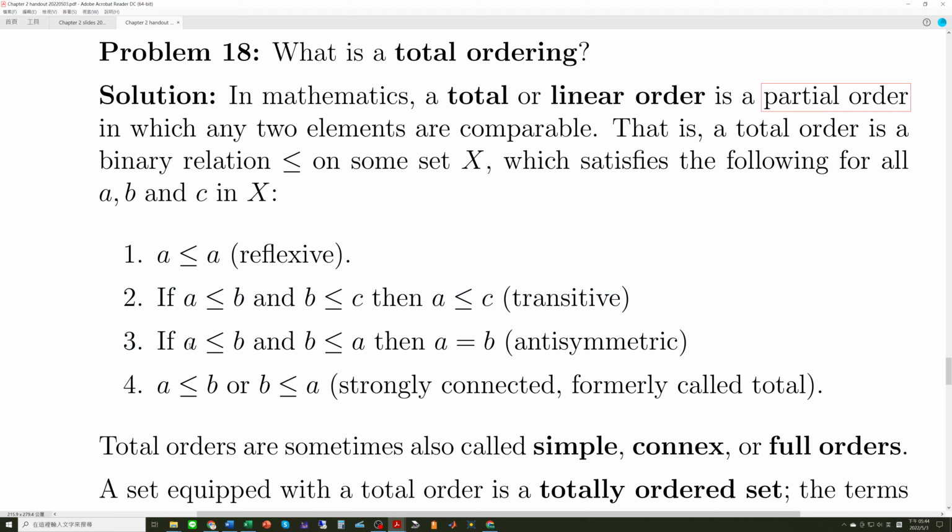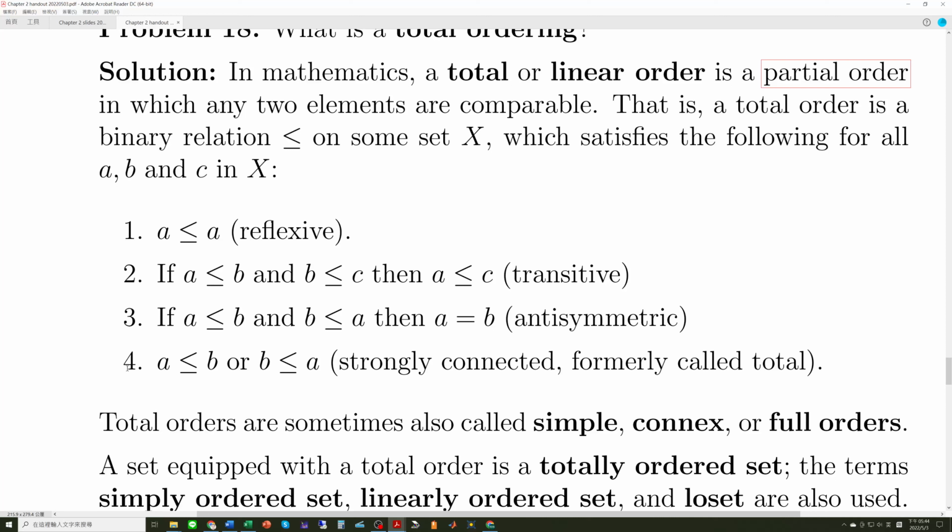Third, if 1 is smaller than or equal to 1, and 1 is smaller than or equal to 1, here I set A equal to 1 and B also equal to 1. Then 1 is equal to 1. It is very easy, so this is also correct. Fourth, 1 is smaller than or equal to 2, or 2 is smaller than or equal to 1. We can see that only 1 is smaller than or equal to 2 is true, and 2 is smaller than or equal to 1 is false. Here we use the word or, so this is also correct.